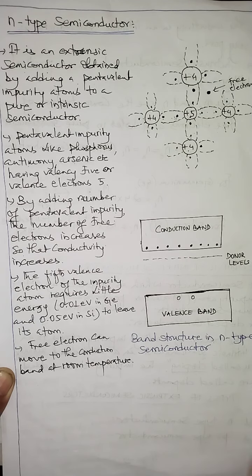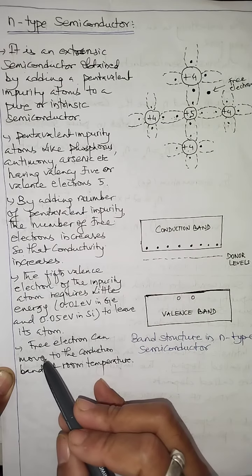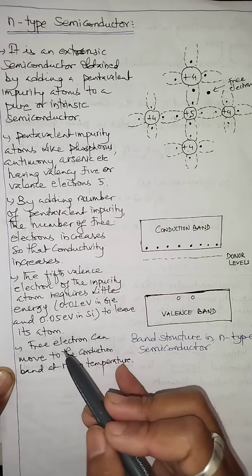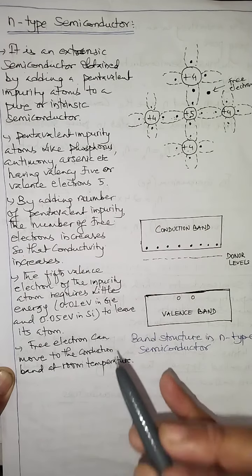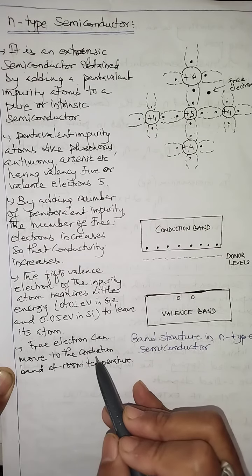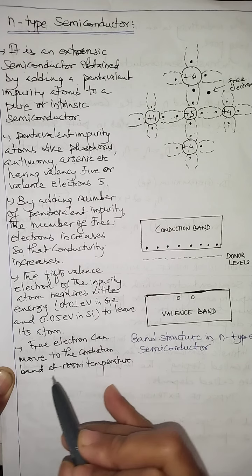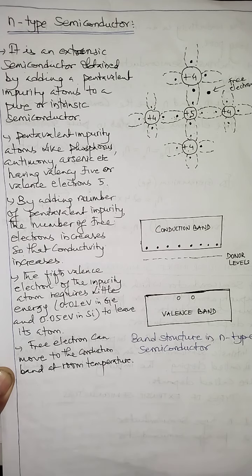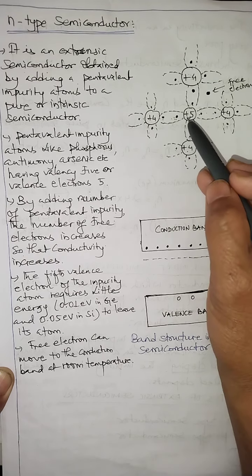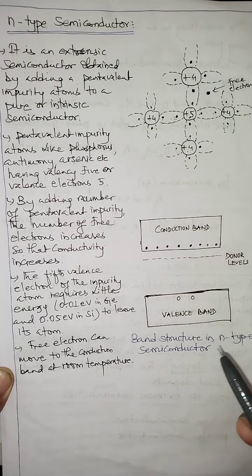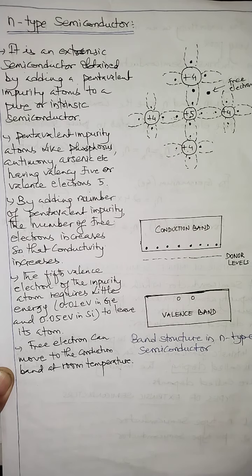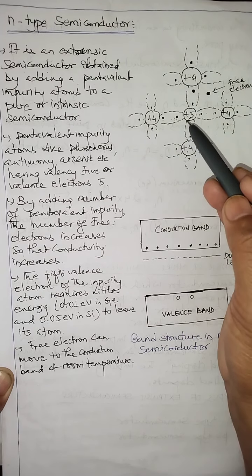Okay, but usually what happens at room temperature? Let me take this semiconductor at room temperature. Then this fifth free electron, which is free from every impurity atom, can even move from the valence band to the conduction band even at what temperature? Room temperature. So just considering that one impurity atom has one free electron, just imagine how many impurity atoms can be added. So many impurity atoms can be added in a crystal to make the number of free electrons more.